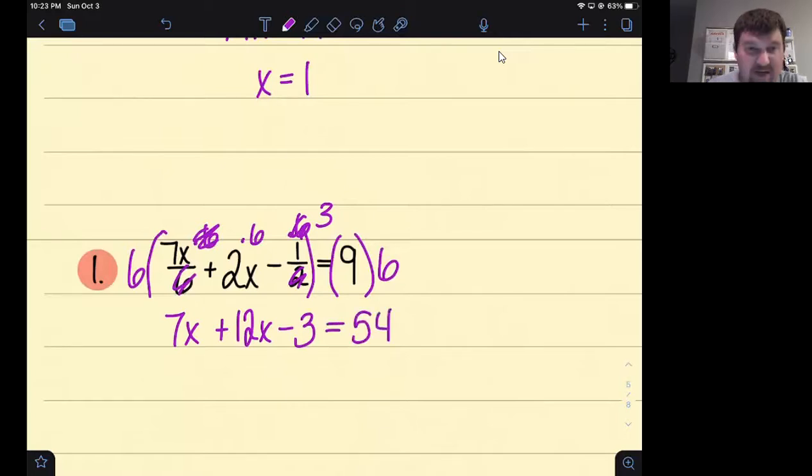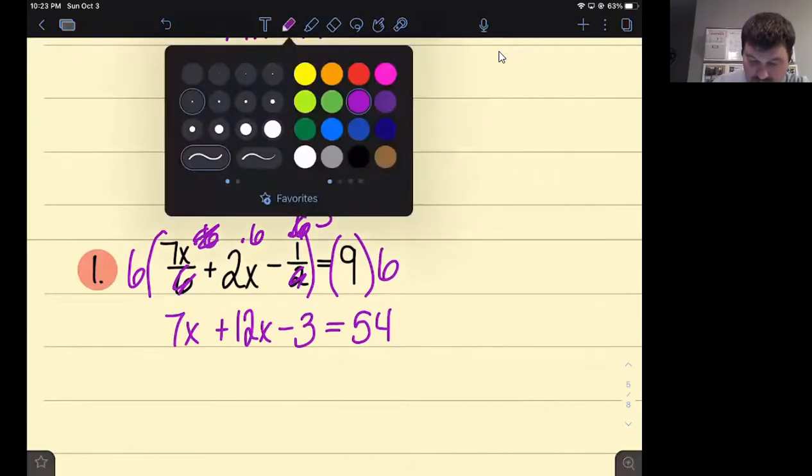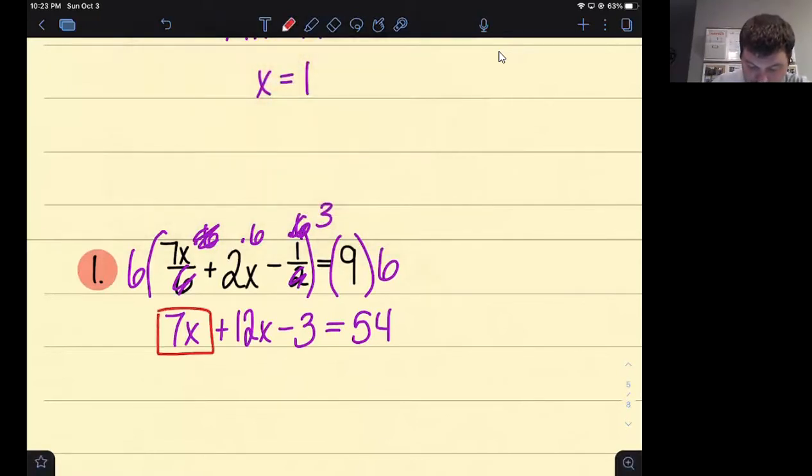And so what I've just done is I've gotten rid of the fractions entirely. So now I don't have to worry about finding a common denominator. And guess what? If I was finding a common denominator and I could do it that way, my common denominator would be 6 because that's the least common denominator. And so what I can do now is do this without using any denominators. 7x and 12x is going to make 19x.